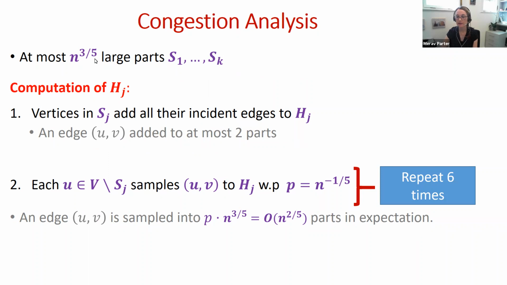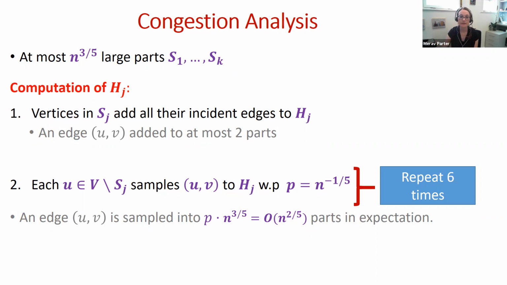We have at most n to the 3/5 many parts. And then we have two types of edges that are added to the shortcuts. The first type of edges are those that are incident to the vertices in the part Sj. But then the congestion on these edges is kind of small because every edge UV can be added to at most two parts, to the part of U and to the part of V.